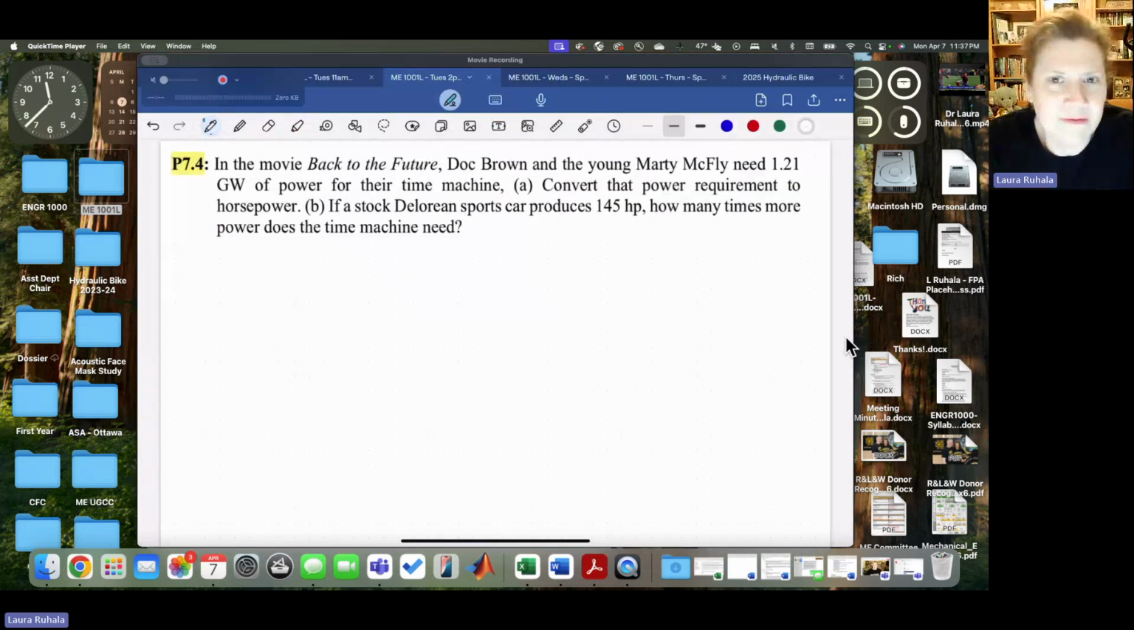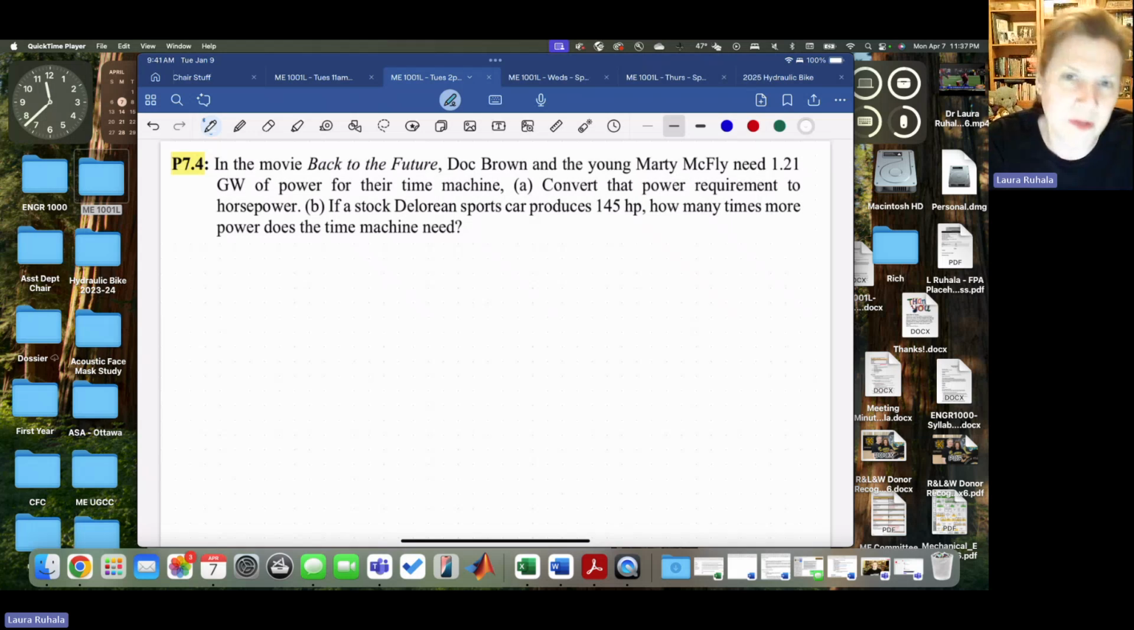So this is problem 7.4. In the movie Back to the Future, Doc Brown and the young Marty McFly need 1.21 gigawatts of power for their time machine. First, convert the power requirement to horsepower. Then the second part: if a stock DeLorean sports car produces 145 horsepower, how many times more power does the time machine need? So how many DeLoreans would you need?